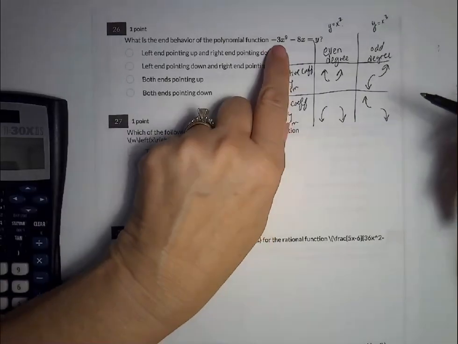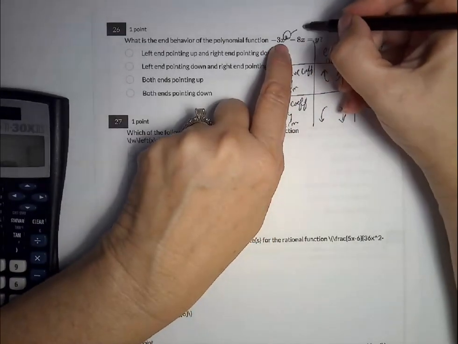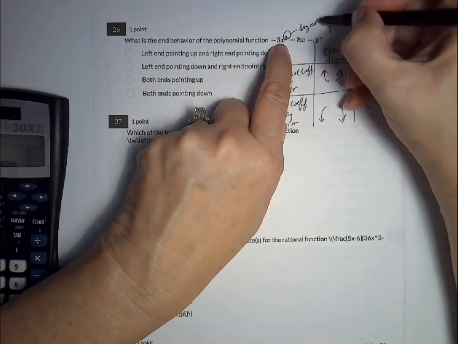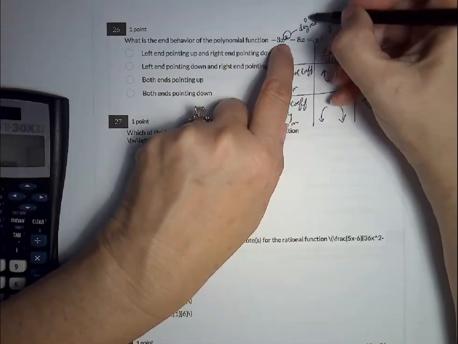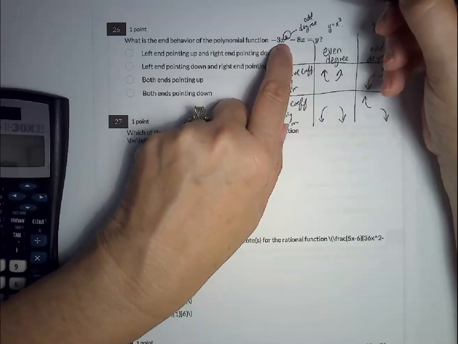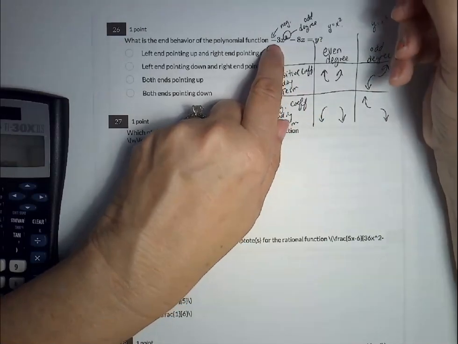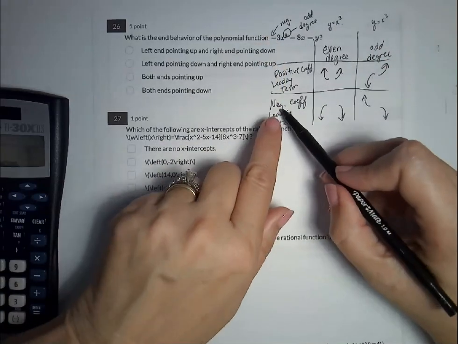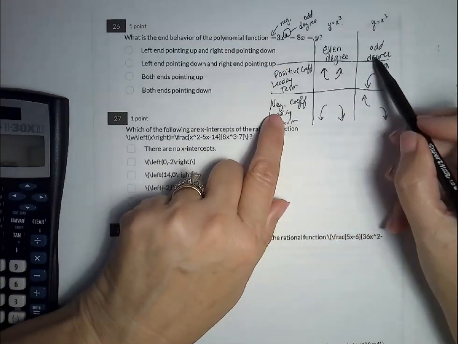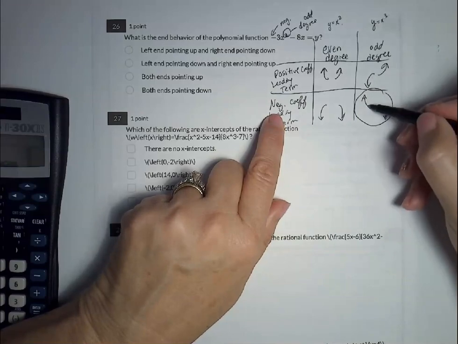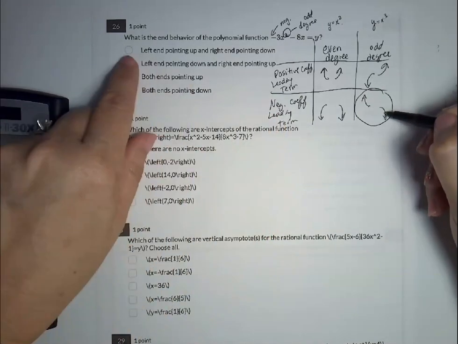So now I look at what I have. I can see my degree. It's the highest exponent. My degree is 9. And that's an odd degree. It's an odd number. Okay? And then I can see that this is a negative number for the coefficient. So it's negative and it's odd. So I'm going to have this one. So my left end is going to point up and my right end is going to point down.